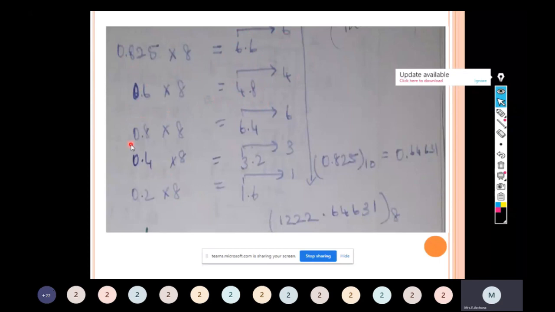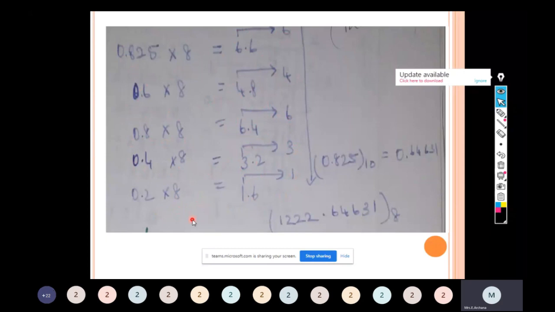Next 0.8 will come again. 0.8 into 8 will get the answer 6.4. So 6 is integer. It will go here. 0.4 will come down. 0.4 into 8 will be 3.2. 3 will go here and the 0.2 will come here. 0.2 into 8 is 1.6. So 1 will be here. So after decimal, it is necessary to take only 3 values. So we can stop at the third position, or when we can proceed, it will go on.